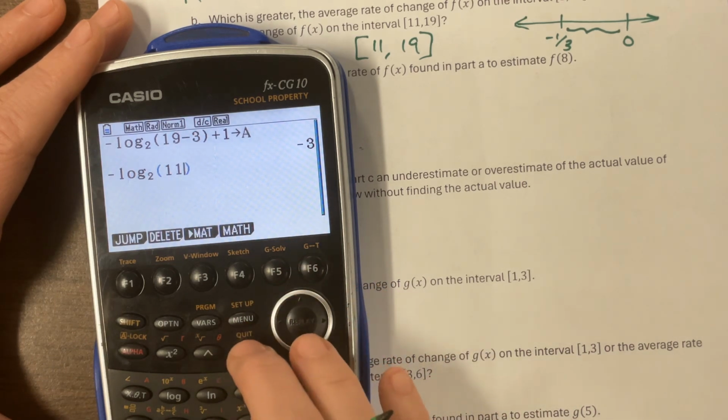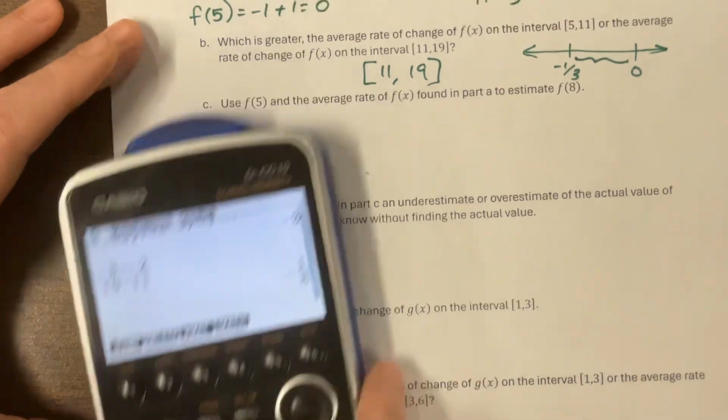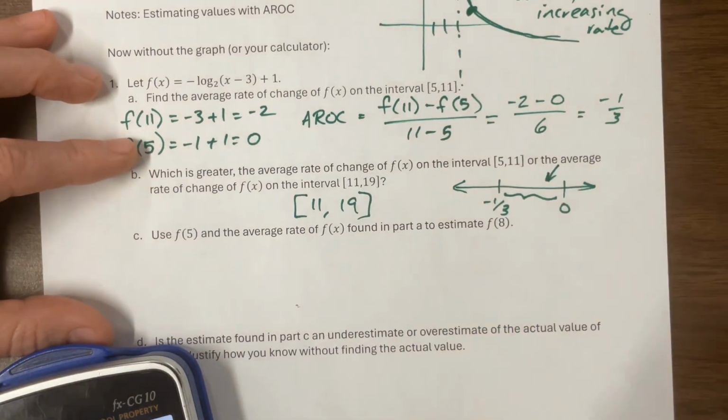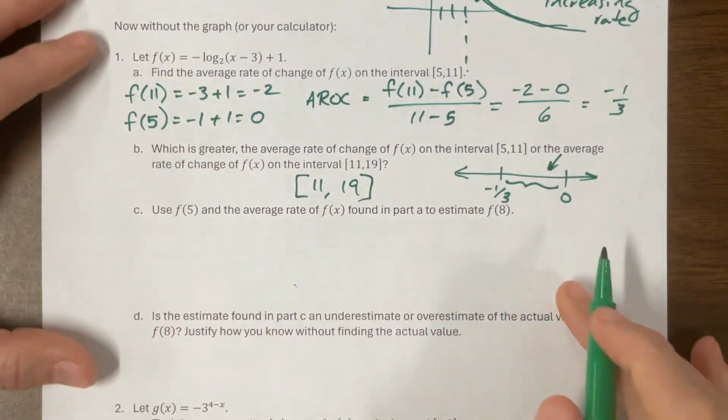Okay. So now, if I'm doing the average rate of change, did I know that was negative 3? Oh, what do you know? I'm smarter than I knew. Minus negative 2 all over 19 minus 11. Yes, that is negative 1/8. Okay, negative 1/8 is less negative than negative 1/3. Okay, sorry, I diverge.